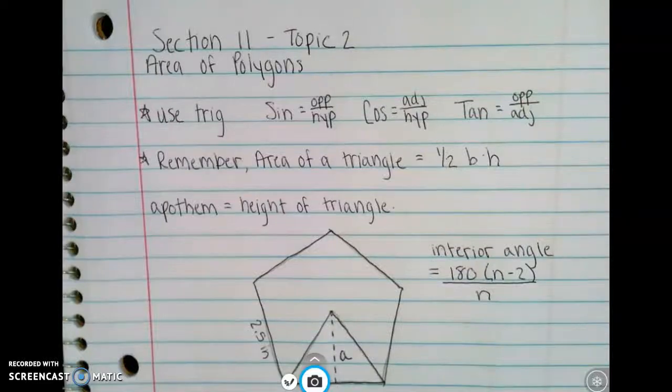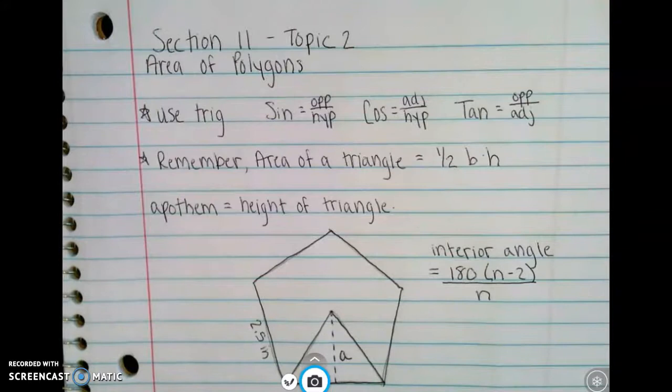Section 11, Topic 2, we're going to be talking about how to find the area of polygons. And these aren't just going to be squares and triangles, because those are basic equations like base times height or half base times height. We're going to be looking at pentagons, hexagons, octagons, any sided regular polygon.